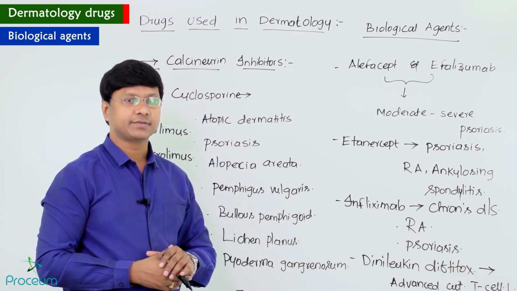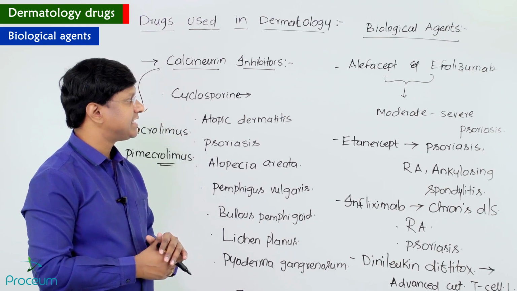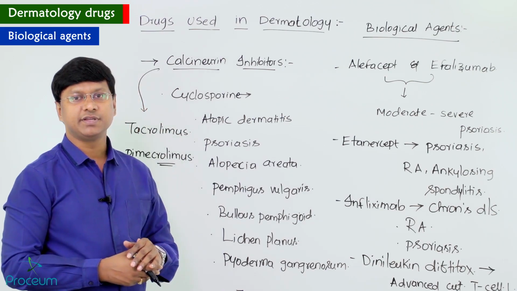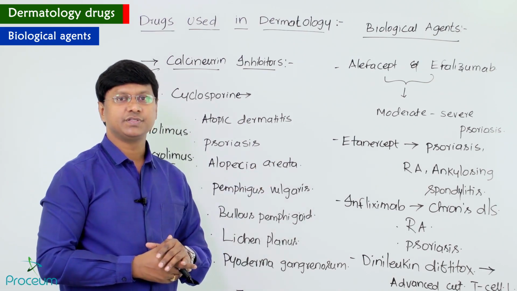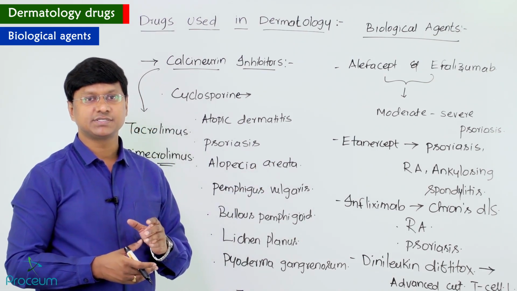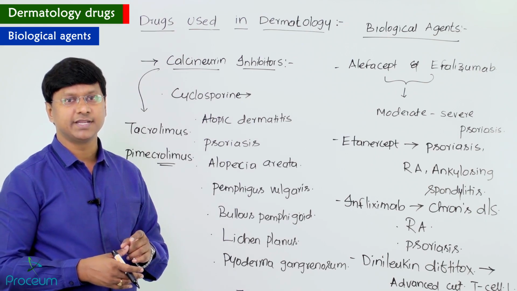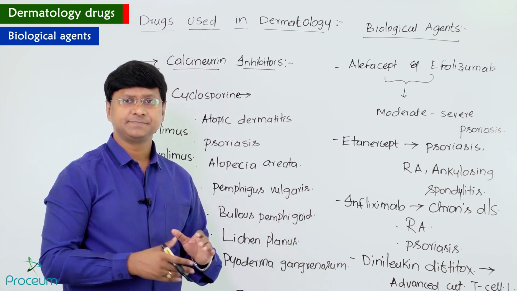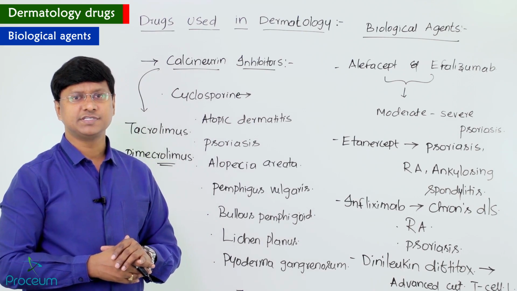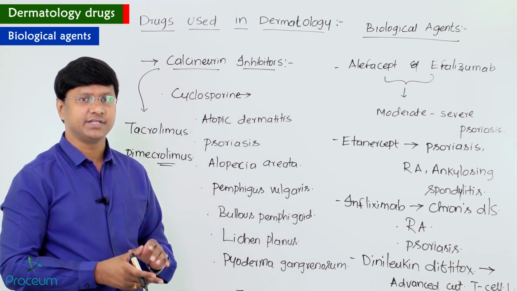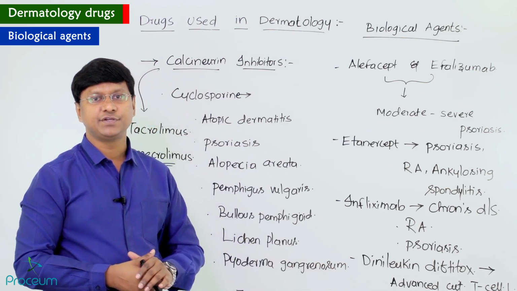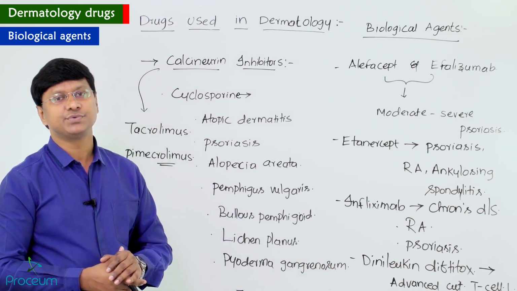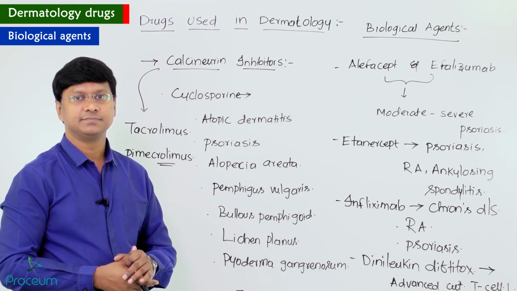Biological agents include alefacept and efalizumab. They are used in the treatment of moderate to severe psoriasis. Then we have etanercept used in psoriasis, rheumatoid arthritis and ankylosing spondylitis. Infliximab is approved for Crohn's disease and rheumatoid arthritis and is in trials for psoriasis. Denileukin diftitox is indicated for advanced cutaneous T-cell lymphoma.